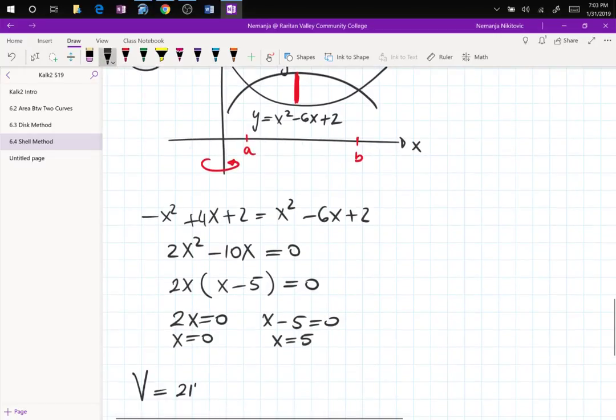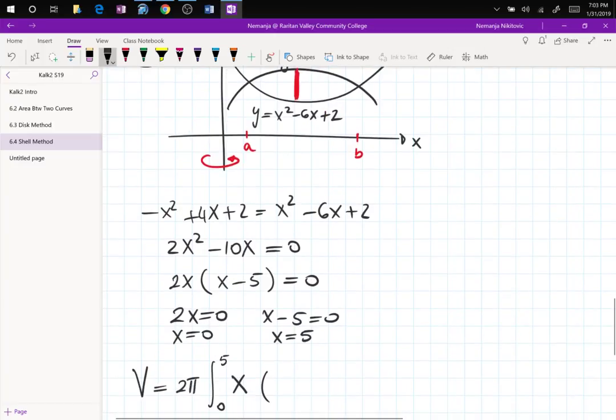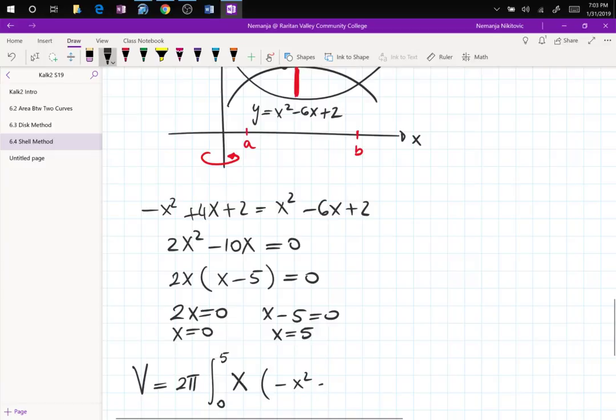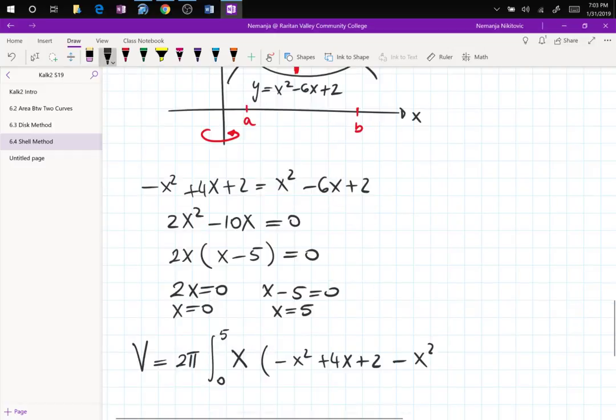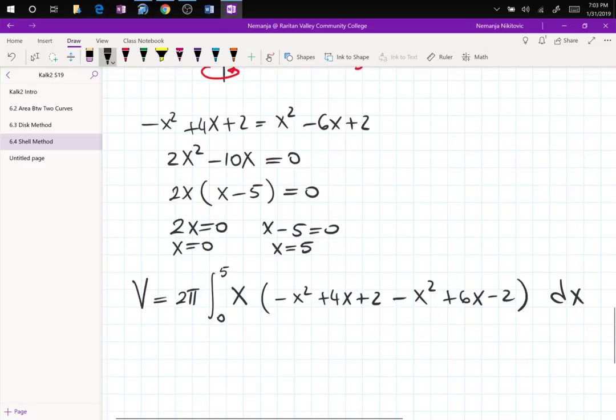Volume is going to be 2 pi integral 0 to 5, and now we have top minus bottom. First we have x for position p, and then top minus bottom, so it's negative x squared plus 4x plus 2, minus x squared plus 6x minus 2, when you apply minus everywhere, dx.